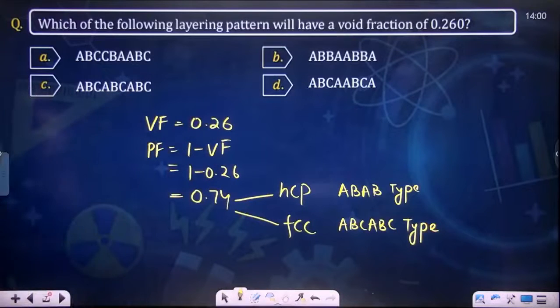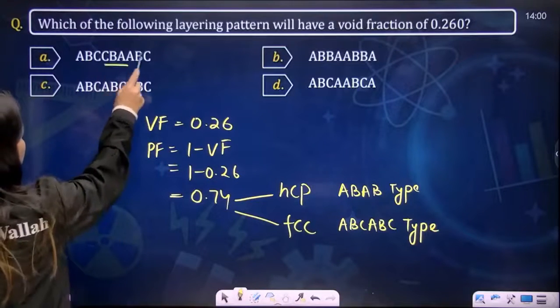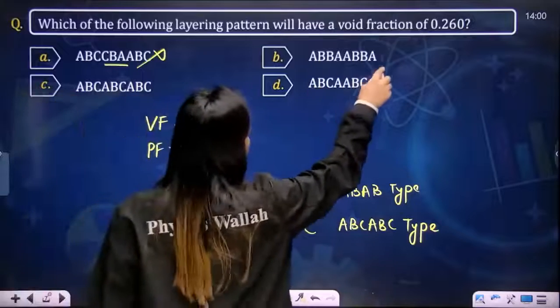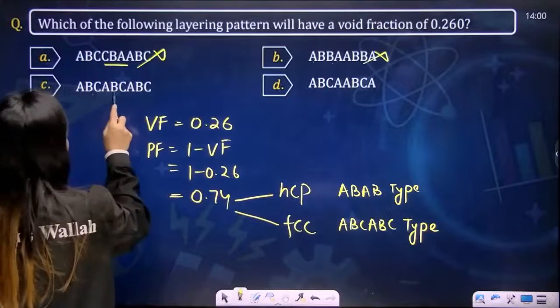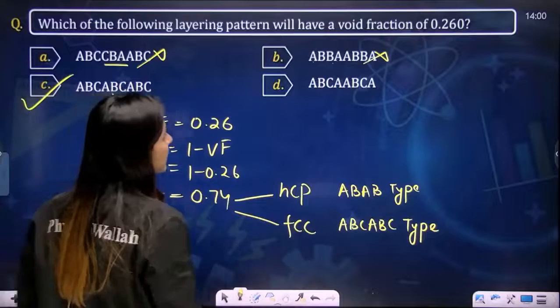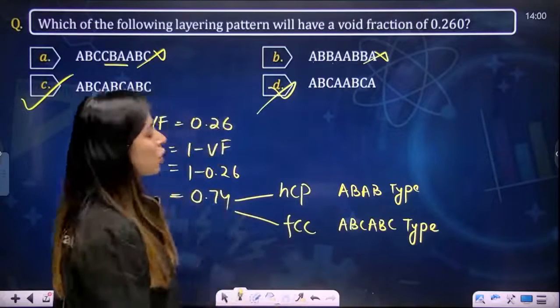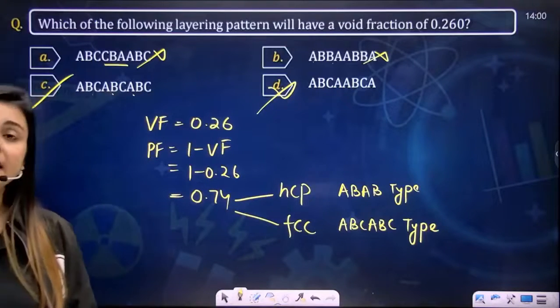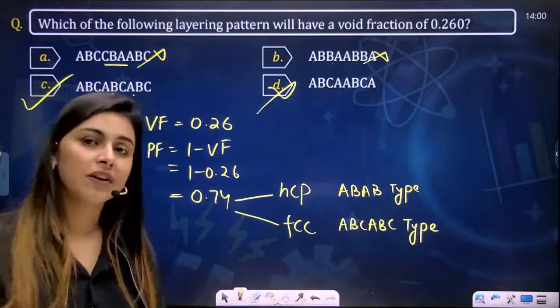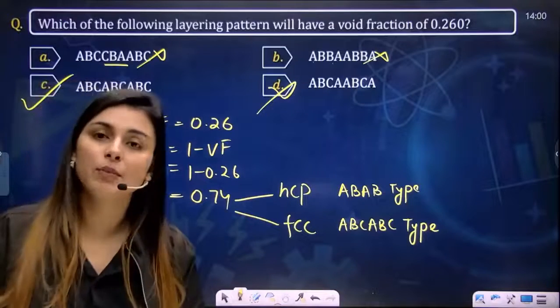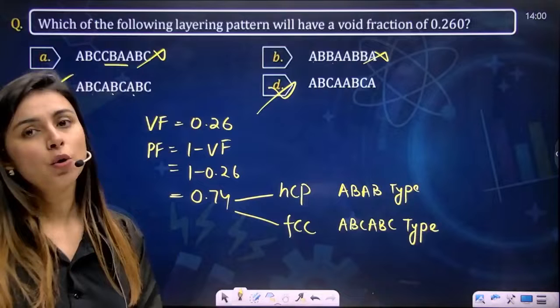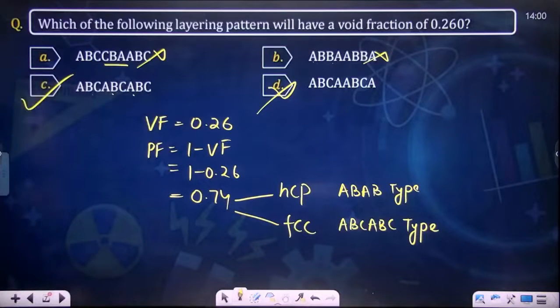So now let's see. It is ABC, then it is CBA. No, this is not the correct answer. ABB, this is not the correct answer. ABC, ABC, ABC. Yes, option C is correct, and this is again wrong, because there is no AB-AB type layering. There is only ABC type of layering given. So option C will be your correct answer. I hope you're clear with this. You can pause the video and write the answer.